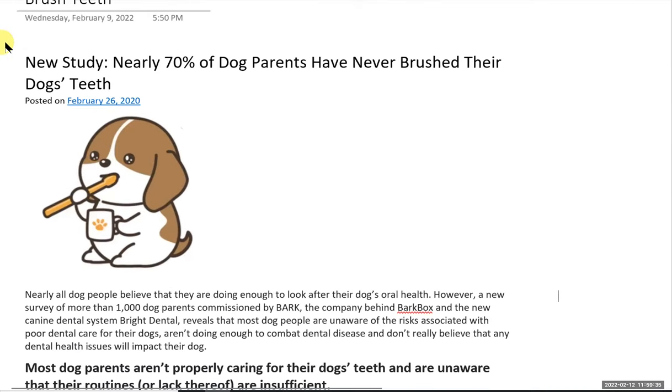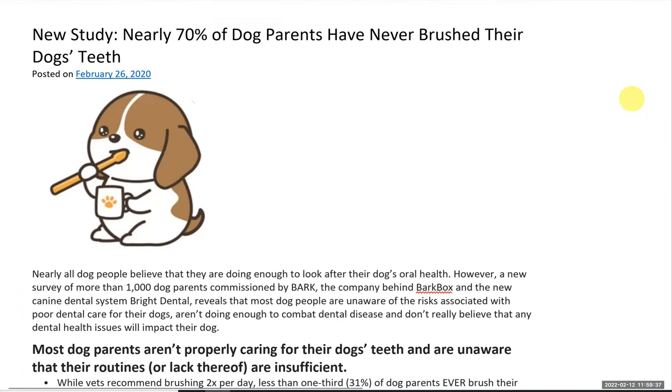So this is a study not too long ago. Nearly 70% of dog parents have never brushed their dog's teeth. So when we read things in the news or anywhere, and they say things with such authority, like they know that this is true, there's a tendency to believe it, right? Nearly 70% of dog parents have never brushed their dog's teeth.